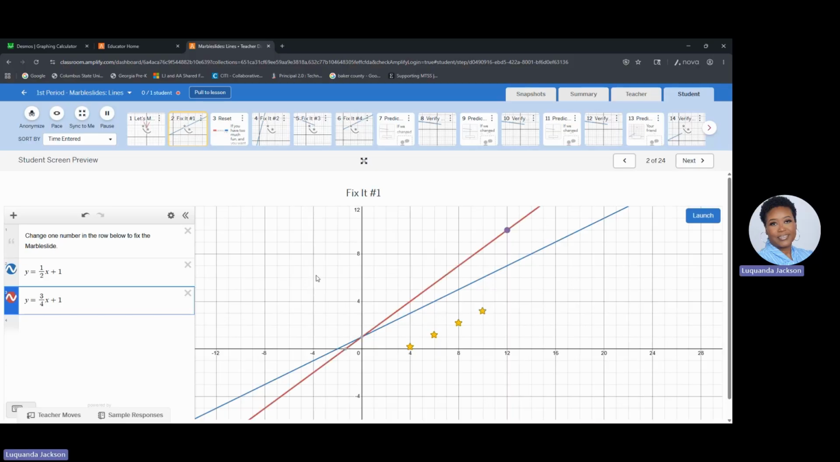Okay, so I'm now on the red line. I'm still not where I need to be. So therefore, I know that's not going to work. Let me just go back and change my equation up.